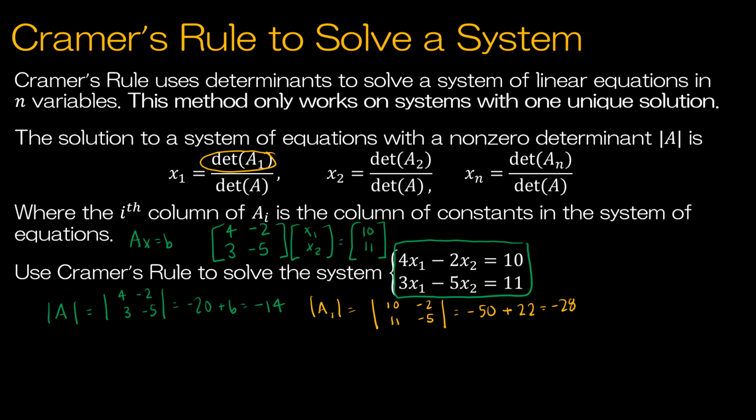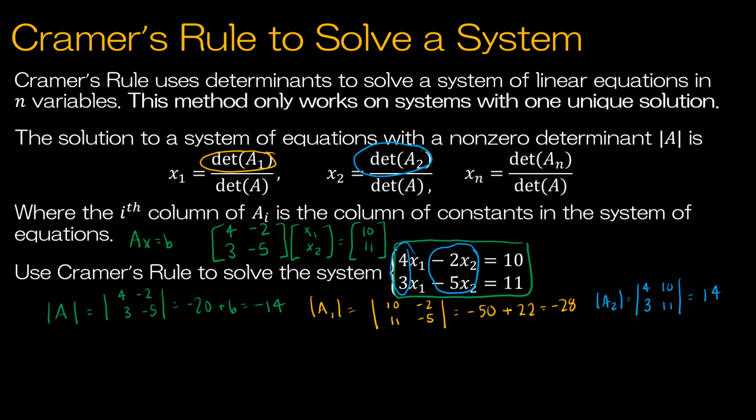And then I'm going to do the same thing. A2 would correspond to x2. So now I'm going to find the determinant of A2, which is the determinant of, we have 4, 3 still. That's the original 4, 3. But instead of -2, -5, we have 10, 11. So that gives me 44 minus 30, which is 14. Had to run out of room there a little bit.